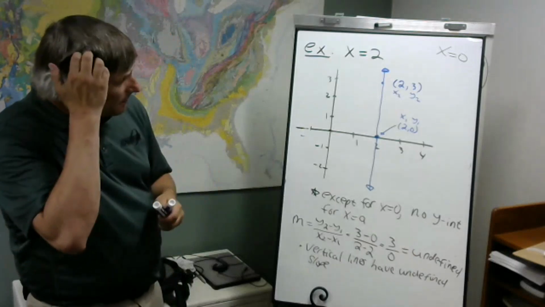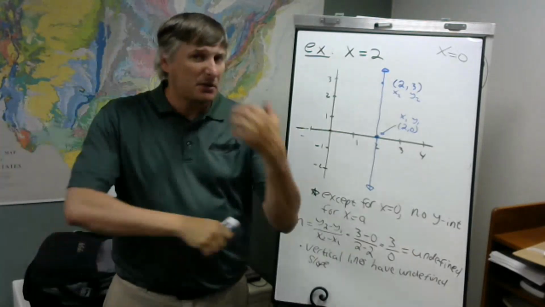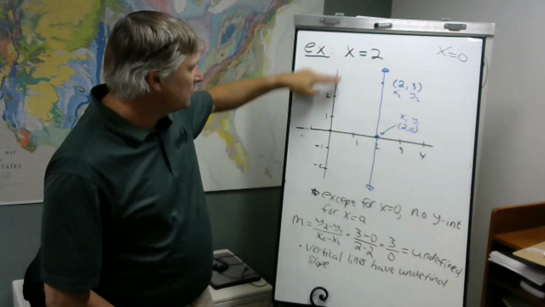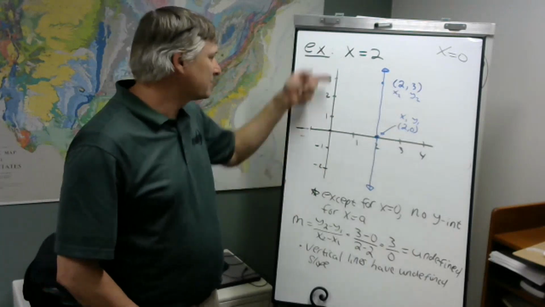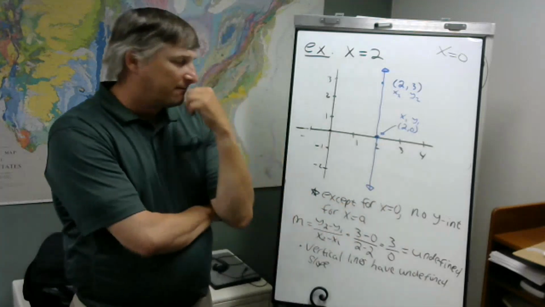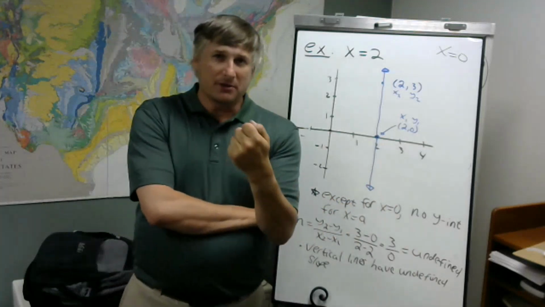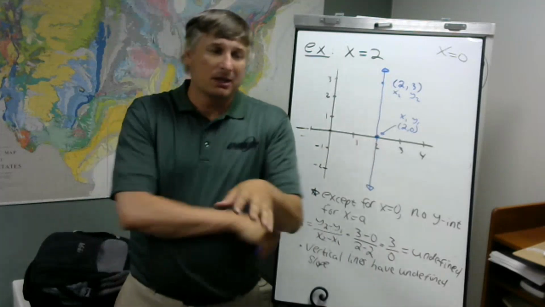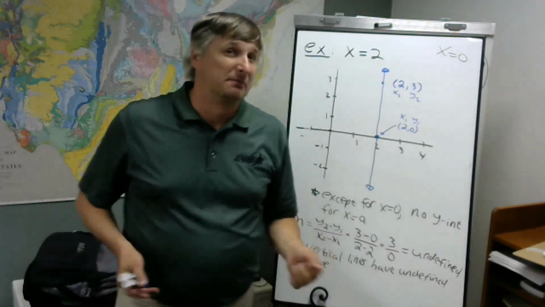So these are peculiar, with the exception of x equals 0, when x is right on top of the y-axis. Excluding that, vertical lines won't have a y-intercept. They're going to have an x-intercept, but not a y-intercept, and their slopes are undefined.